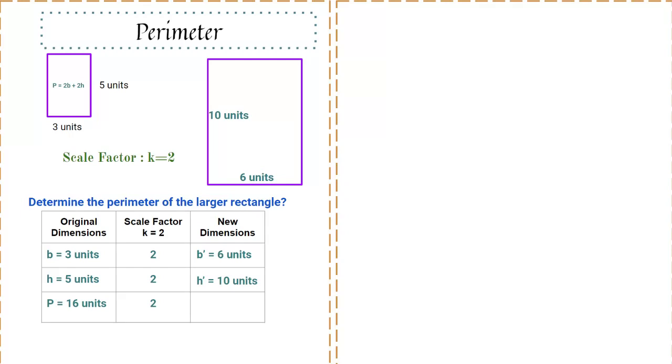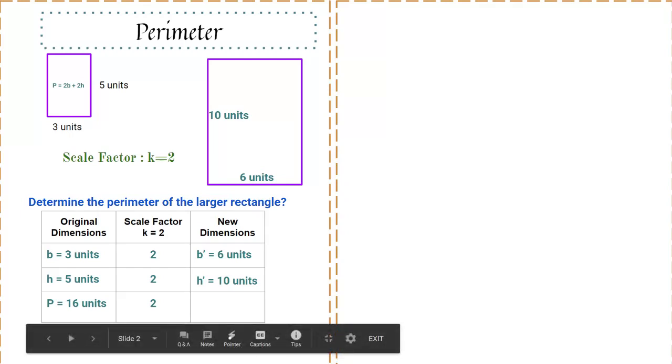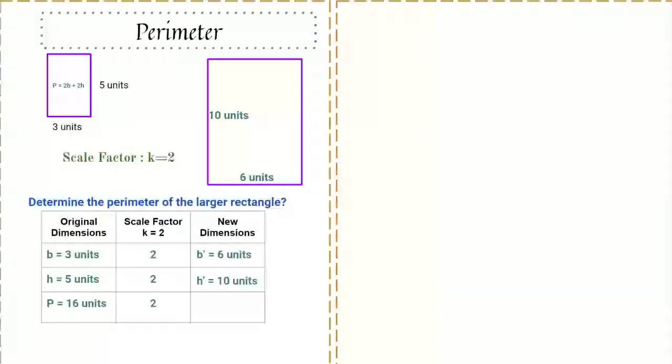But I want you to focus on the rule. Since I know the perimeter of my original figure is 16 units, I can take that and multiply it by my scale factor, and it will also give me the perimeter of my larger rectangle, which is the same 32 units that we calculated using the original formula. So the rule for calculating the dimensional changes using perimeter would be the original perimeter times the scale factor.